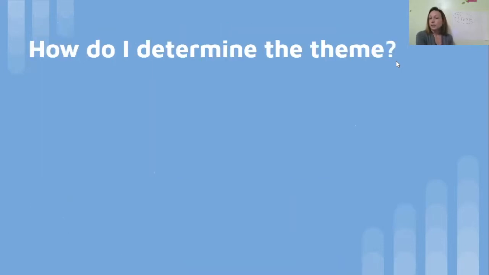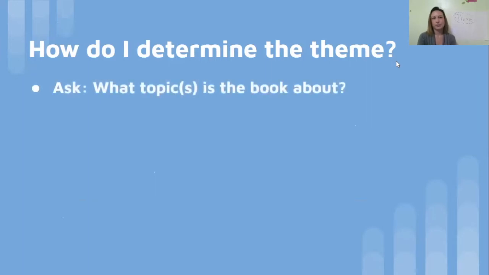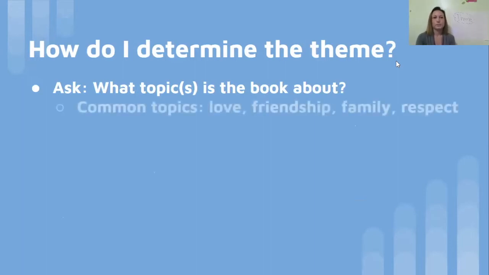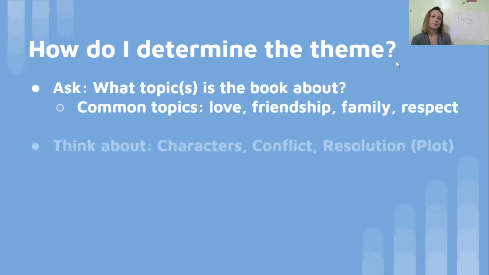So we know what a theme is. How do we determine the theme? How do we figure out what the theme actually is in a story? We're going to ask first, what topic or topics is the book or story about? Common topics include love, friendship, family, respect. Those are some common topics that authors like to write about in their books.